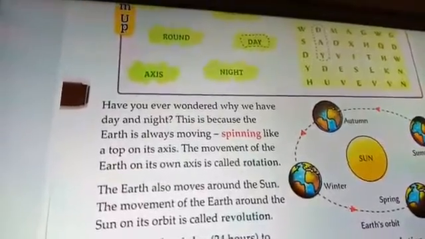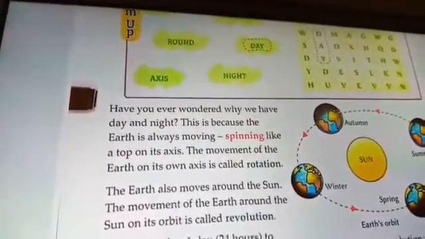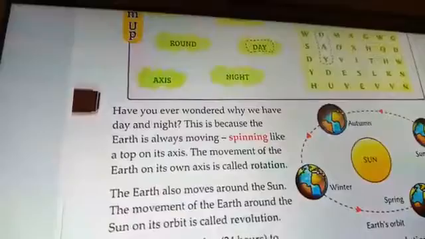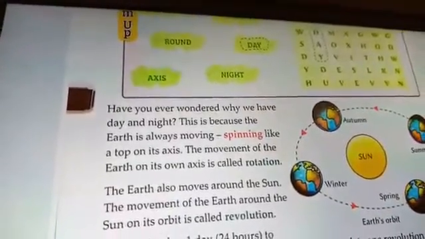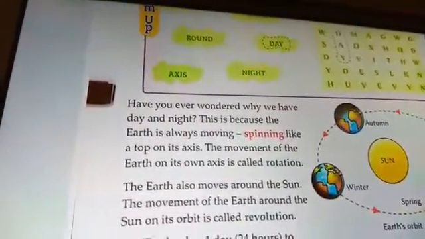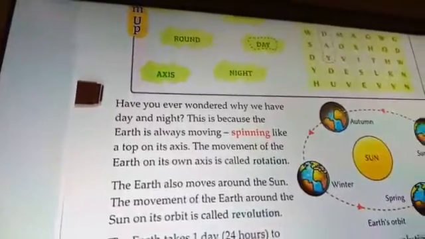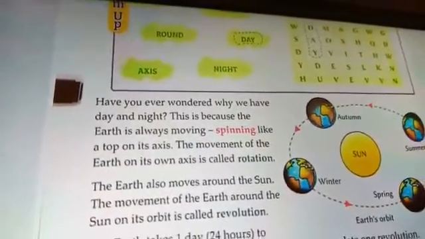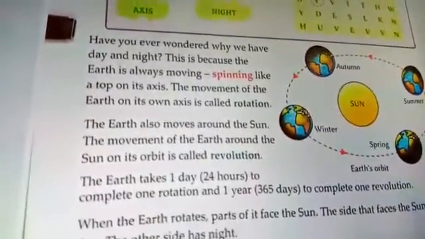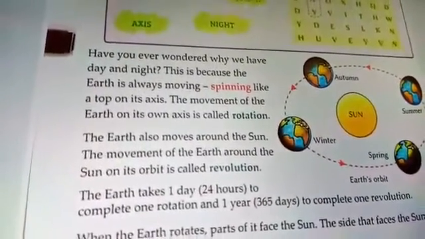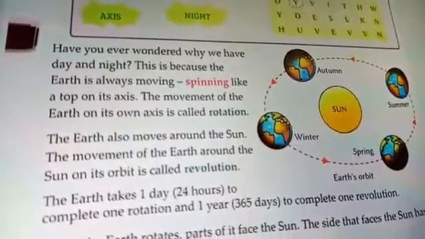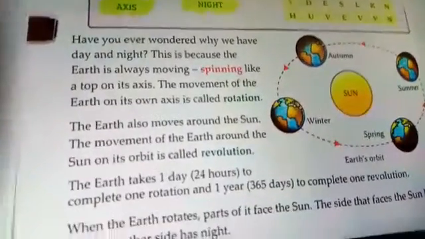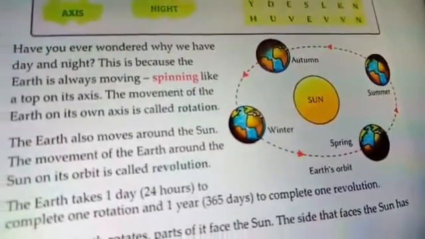It is spinning. If you spin a top, it will spin on its own axis. The movement of our earth is just like the top. It also moves on its own axis, and this movement is called rotation. Along with its rotation, the earth also moves around the sun. The movement of the earth around the sun on its orbit is called revolution.